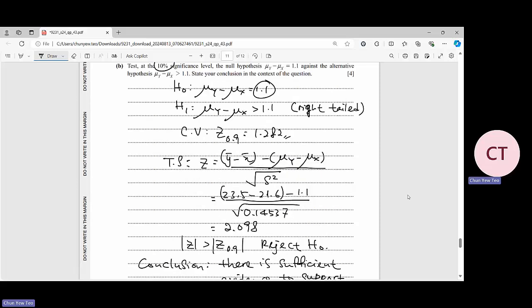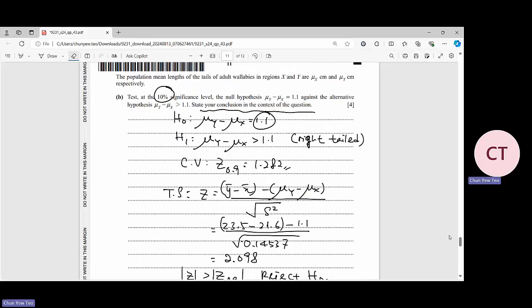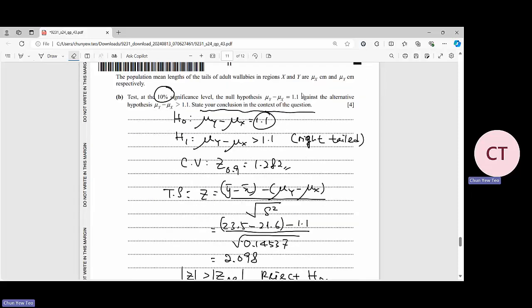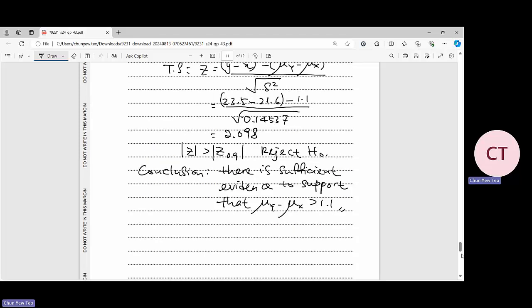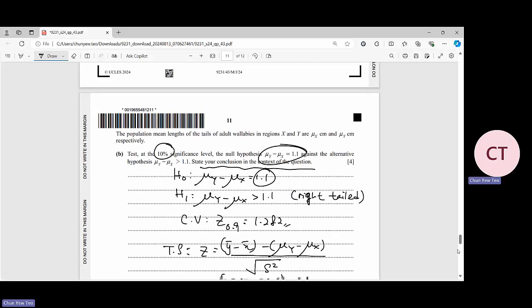Oh, but the question mentioned, state your conclusion in the context of the question. So we need to describe. Actually, just writing mu Y minus mu X equal to 1.1 also can, because the question actually stated it this way. Okay, so yeah, that's all. So this is the answer for question number 6.